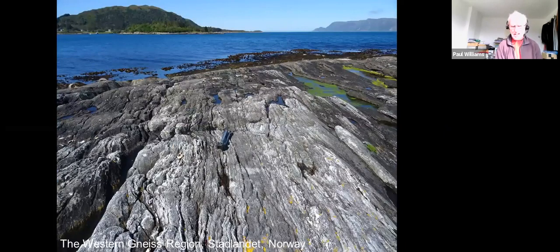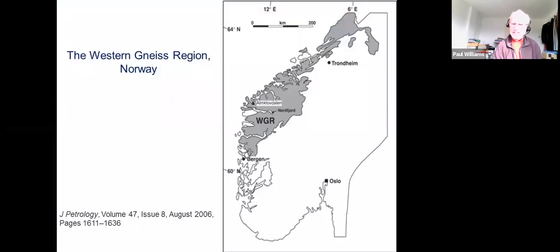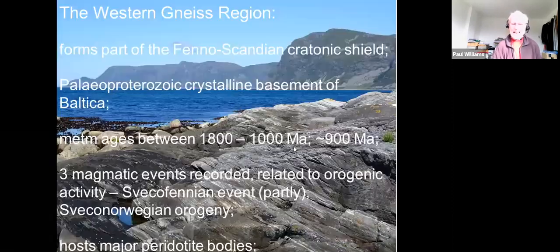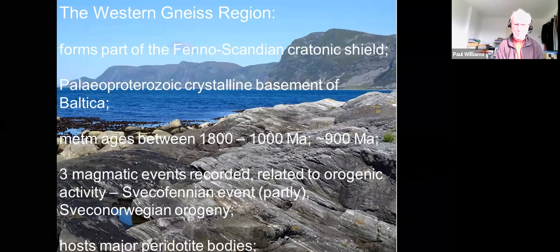So let's go to the Western Gneiss region. This is a view of the Gneisses out on the western coast of Norway. That's where the Western Gneisses outcrop, or they occur, in this area here. There's Bergen there, Oslo there, and Trondheim up there. So it's all along this western coast. We've got quite large exposures of these Gneisses. And what are these Gneisses? Well, they form part of the Fennoscandian cratonic shield. And this is the Paleoproterozoic basement of the ancient continent of Baltica. It's the crystalline basement of Baltica.